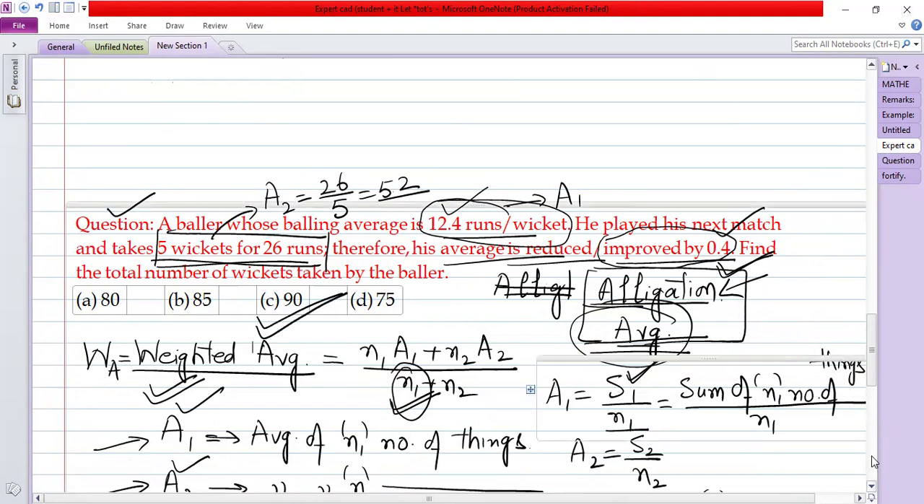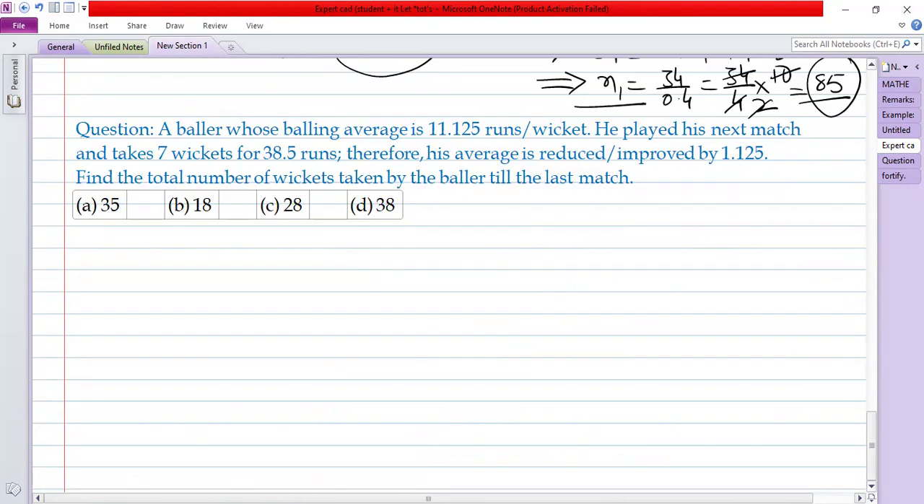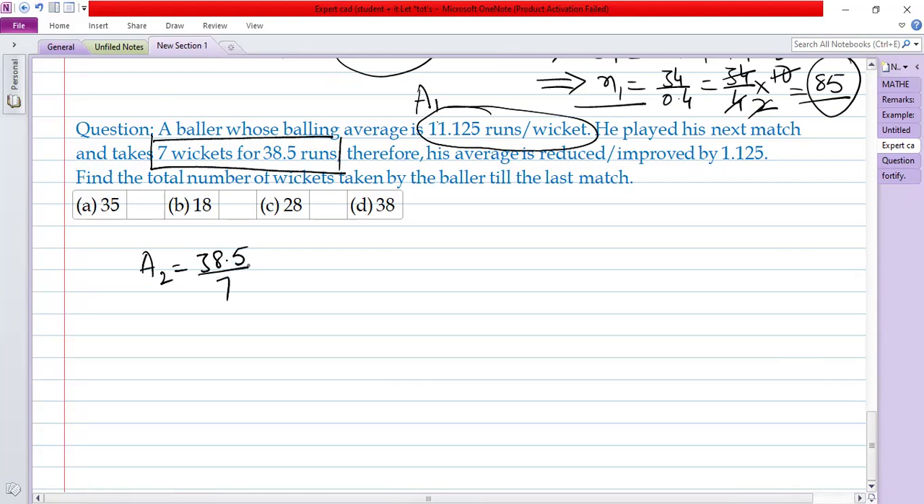Then I had discussed one more question, which was nothing but this. Even here, we can apply the same concept. So what is this 11.125 runs per wicket? It is our first average. The second average will be coming from here, means A2. So what will be A2? A2 will be 38.5 divided by 7, which will give us 5.5.